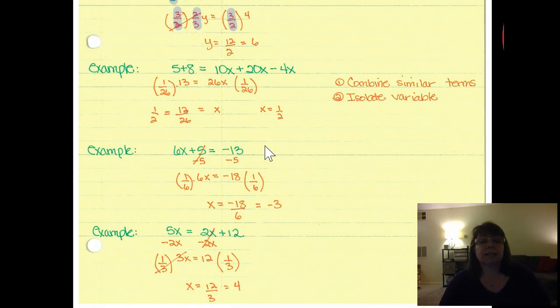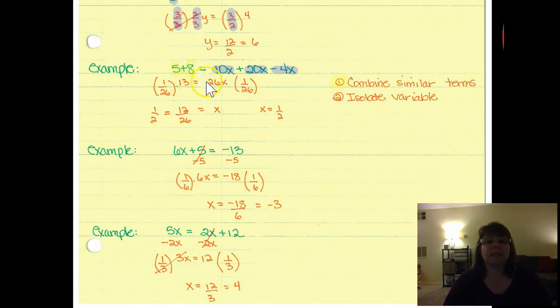Now, problems can get a little bit more complex by combining similar terms, and then you want to isolate the variable. So the first thing we're going to do is combine similar terms. We have constants, 5 and 8, and on the right-hand side, I have variable terms 10x, 20x, and negative 4x. I'm going to combine all the x's together and all the constants together.